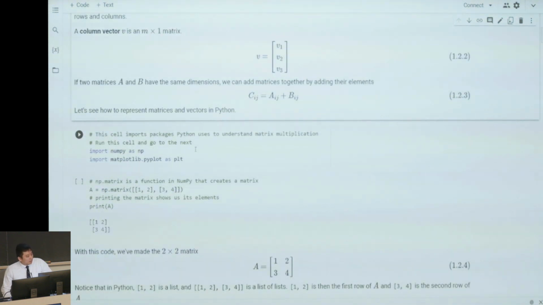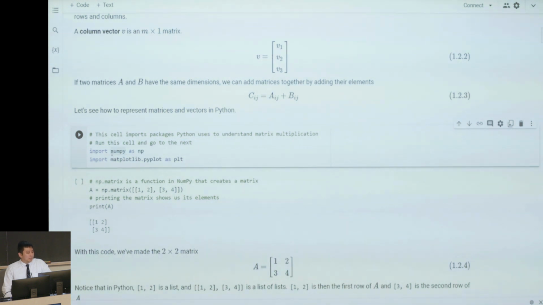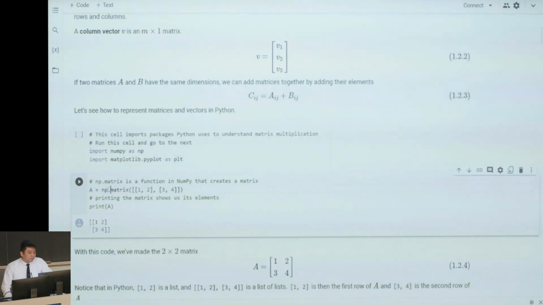So for Python, all these matrix operations are provided in a package called NumPy. And this just makes it easy to work with these arrays. So to define a matrix, we have to import these packages. So this makes the code in NumPy available to Python. And this is just a shorthand, let's call this NumPy library np. So we'll refer to NumPy as np. And this is for plotting.